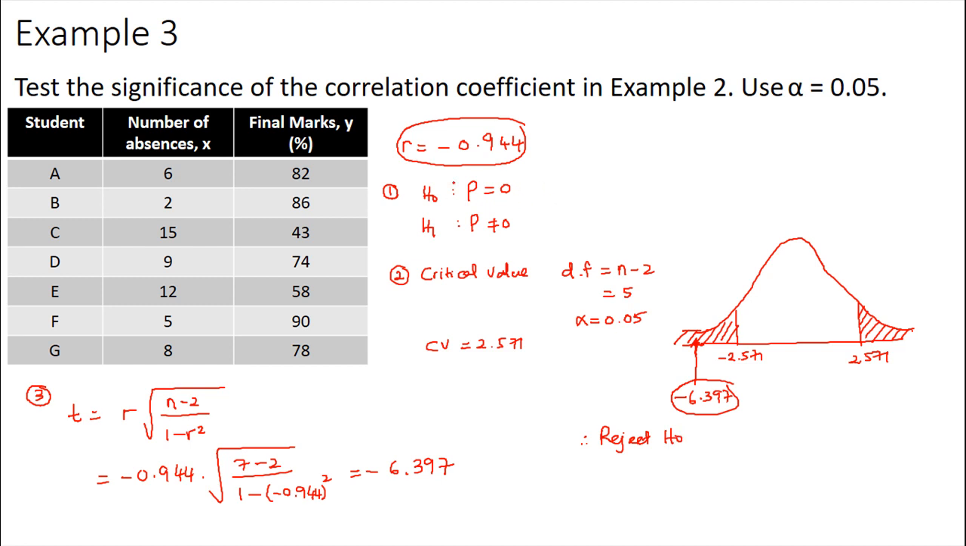So how to make the conclusion when you reject H naught? We have to accept H1. That means at the significant level 0.05, there is a significant difference between the number of absences and the final marks. You can refer to the previous slide to make the conclusion. So when you reject H naught, at the significant level 0.05 for this question, there is a significant difference between the number of absences and the final marks.